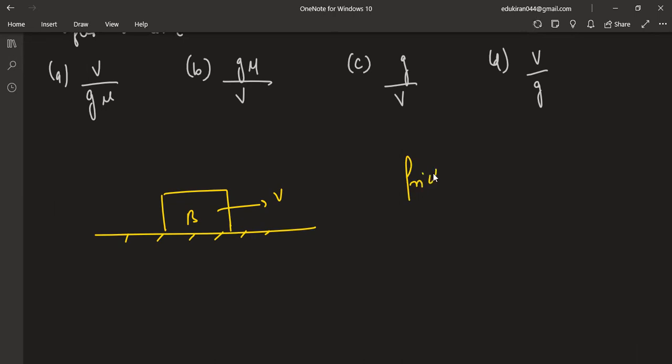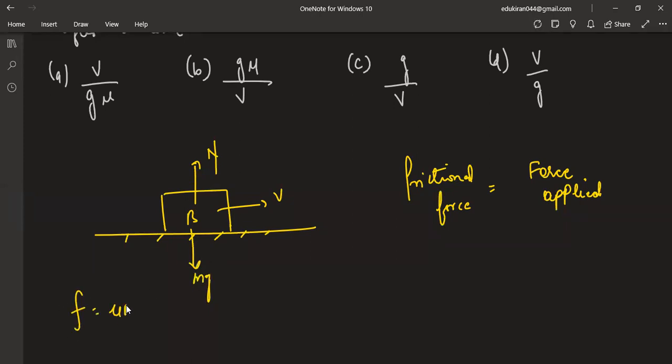If the frictional force is equal to the force applied, then only this will be equal. Now, what is the frictional force? Again, the normal reaction will be balancing the gravitational force. Frictional force is mu N, and N is equal to mg. So frictional force will be mu mg. Now force applied, what is the formula of force? Force applied, this is F, which is equal to ma.